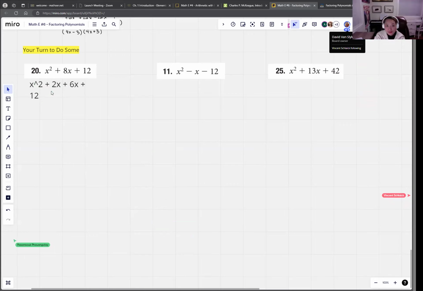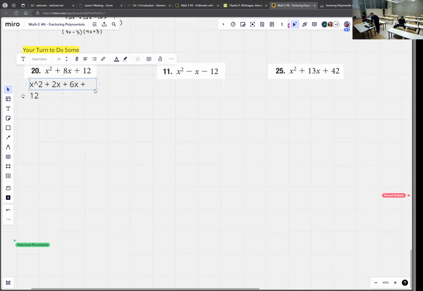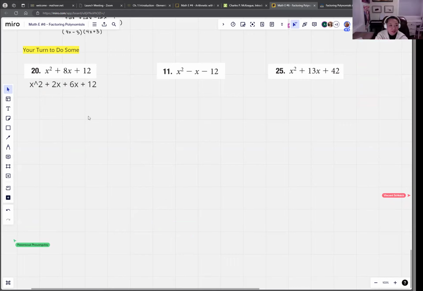Does anyone get the same as me or not? I start with 2 and 6. Let's make that one long thing without wraparound. There we go. Okay, now keep talking. Anyone have a question or want to guess?